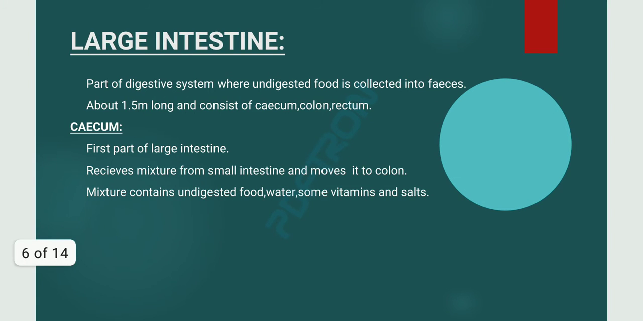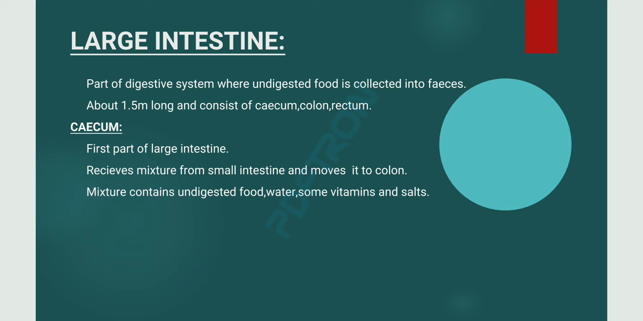Large intestine. The large intestine is the part of the digestive system where undigested food is collected in the form of feces. It is about 1.5 meters long and consists of 3 parts. The first one is the cecum, the second one is the colon and the third one is the rectum.